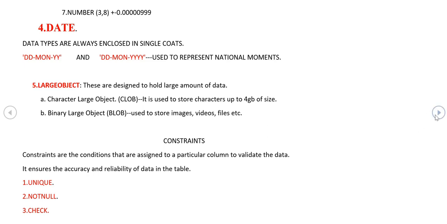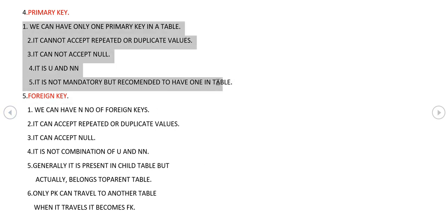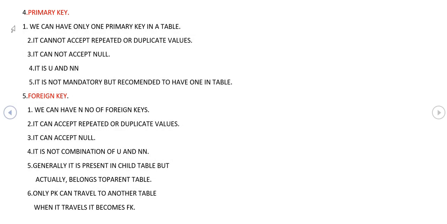And one more thing is primary key and foreign key. These are very important. What is a primary key? It is a constraint. Like unique, not null and check, it is also one of the constraints assigned to a particular column. We assign the primary key when we are creating a table, to a particular column.